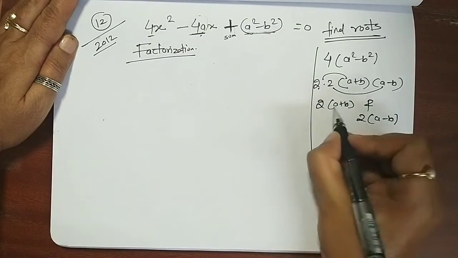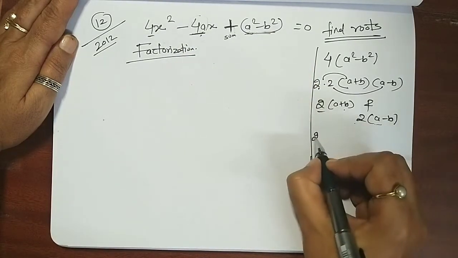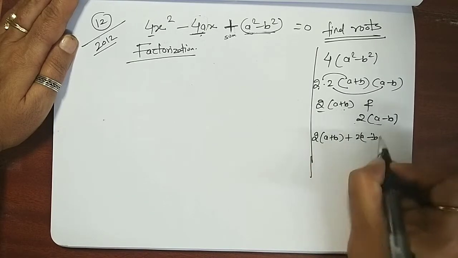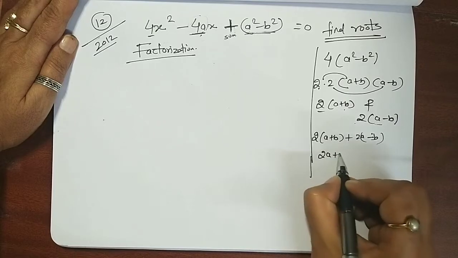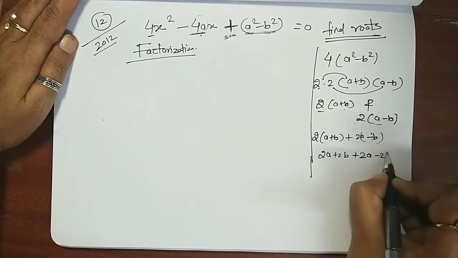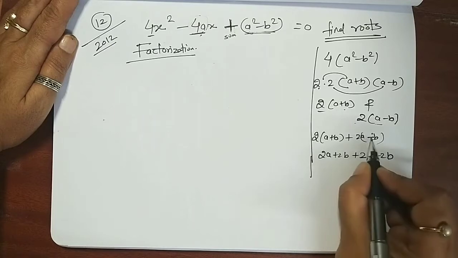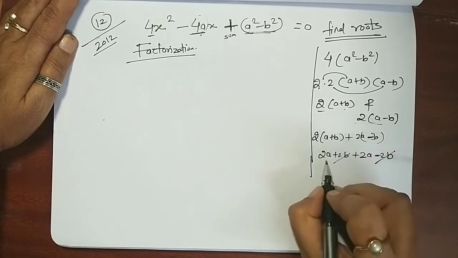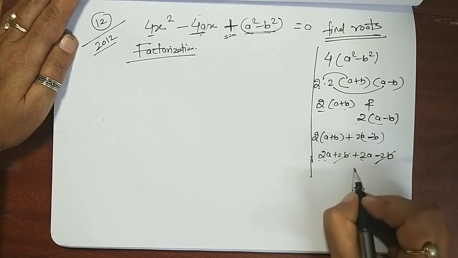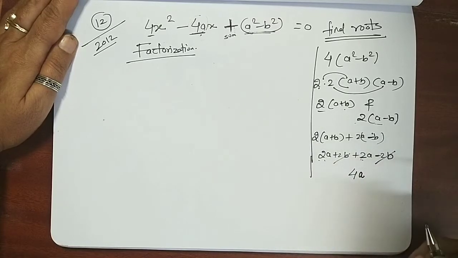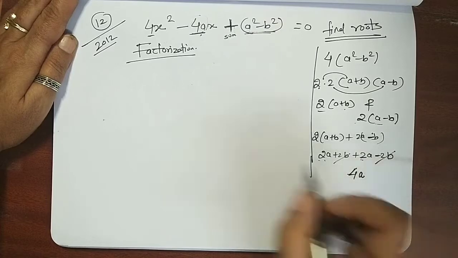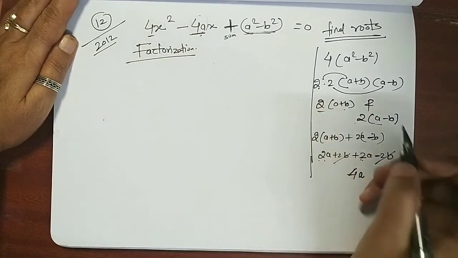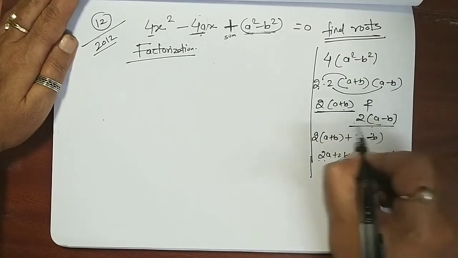Let me try. I'm taking this and this. Let me try the sum: 2a plus b plus 2a minus b. So it is 2a plus 2b plus 2a minus 2b. Because minus is there, it became minus. So minus 2b and 2b cancel out, and 2a and 2a become 4a. So I am getting what I wanted. That means my desired factors are this and this.